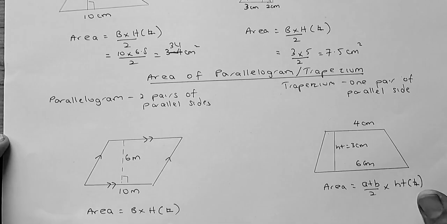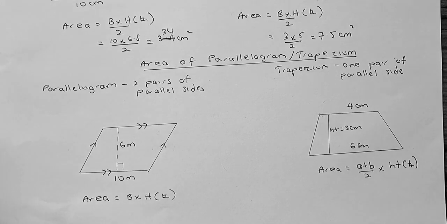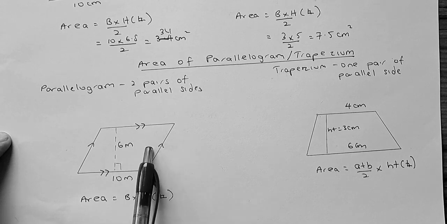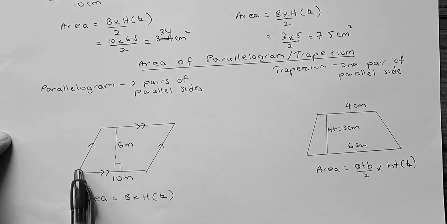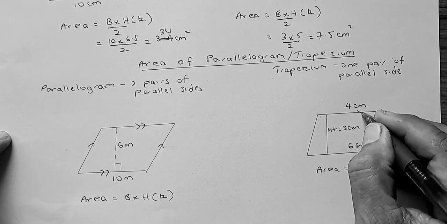Okay, now we look at the area of a parallelogram and a trapezium. The difference between a parallelogram and a trapezium is that a parallelogram has 2 pairs of parallel sides. So this and this are parallel, here and here are parallel, while a trapezium has only 1 set of parallel lines.